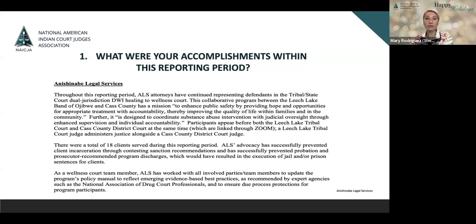This answer also says there were 18 clients served during this reporting period, and lists some of the things that were successful when representing those clients: preventing incarceration, contesting sanction recommendations, preventing probation discharges, that sort of thing. And then involvement, which is like your relationships. Are your attorneys required to be at some of these healing to wellness meetings? Are they required to be at the legal service provider check-in meeting? What types of things are they doing for their clients and for the organization? Make sure you include those in your accomplishments.